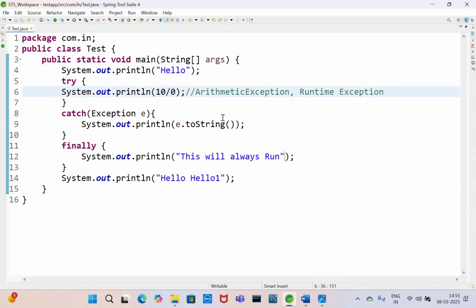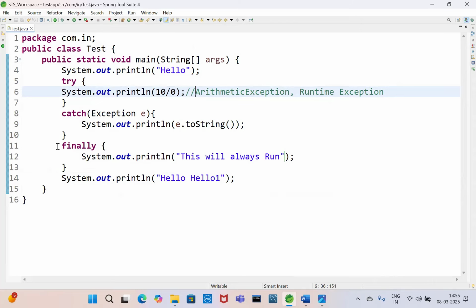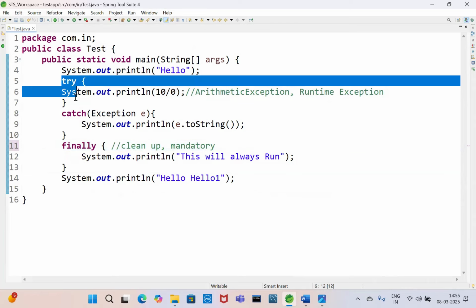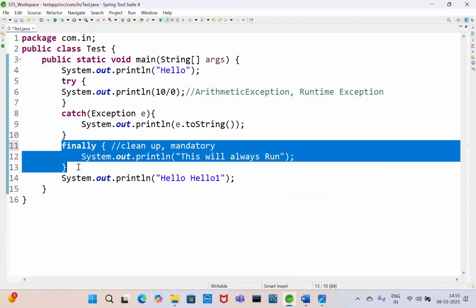So catch the exception, print which kind of exception is raised. Here are the loggers. Finally, if any cleanup activities are there, some mandatory logics are there. Even though exception is raised in try block, they must and should be executed. Those kind of logics are placed in the finally block.